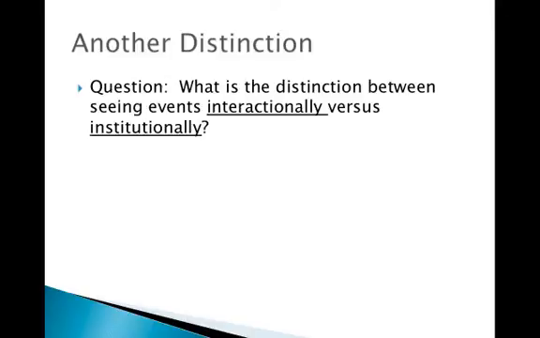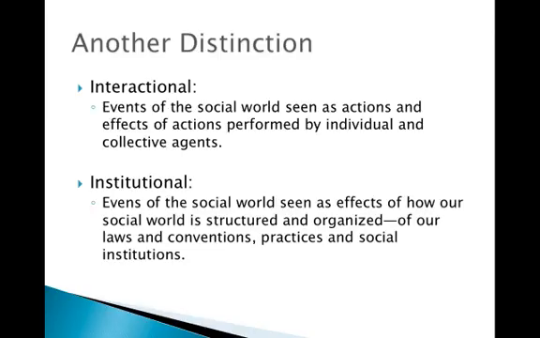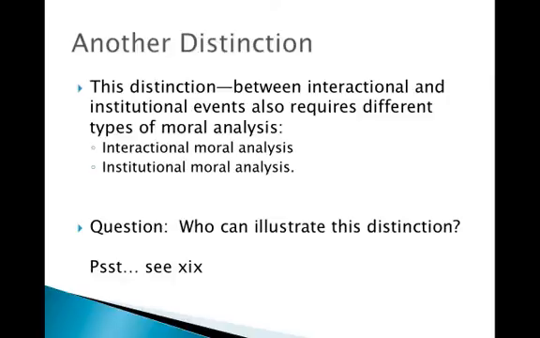One more distinction. They ask, what is the distinction between seeing events interactionally versus institutionally? We'll go through this quickly. Interactional: events of the social world seen as actions and effects of actions performed by individual and collective agents. Institutional: events of the social world seen as effects of how our social world is structured and organized, of our laws and conventions, practices, and social institutions. This distinction requires different types of moral analysis, institutional and interactional. So, who can illustrate this distinction? See page 19, Roman numerals XIX, for an answer to that.